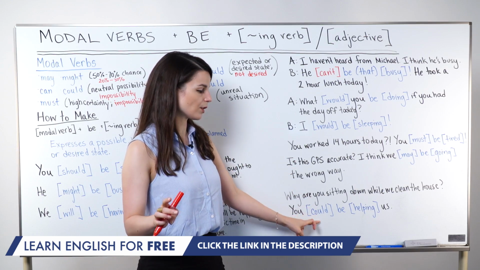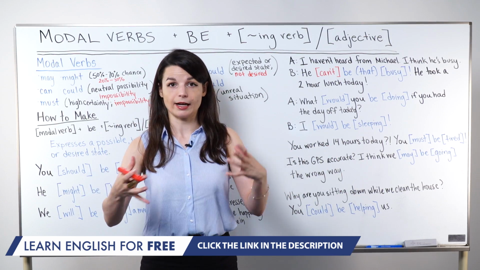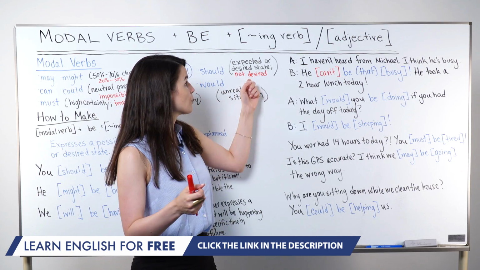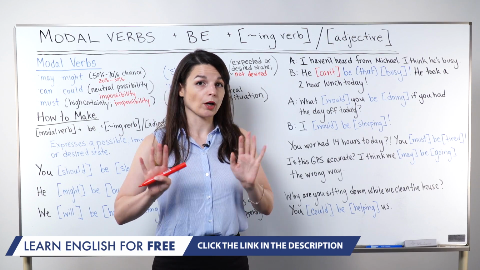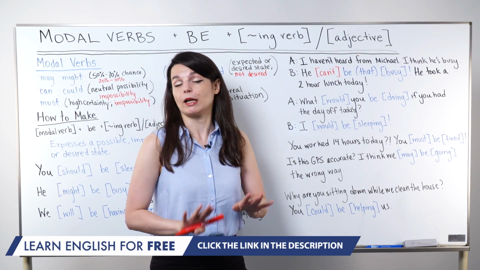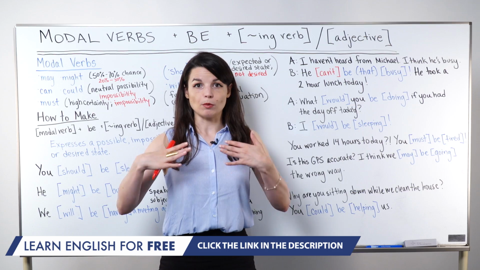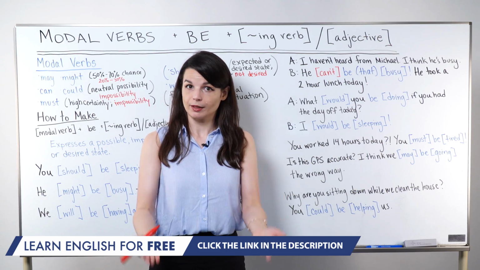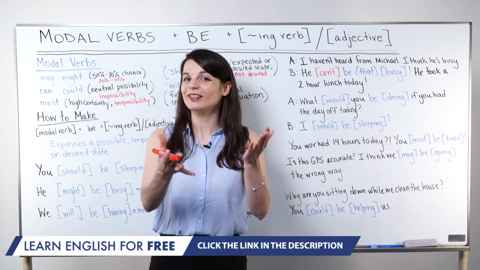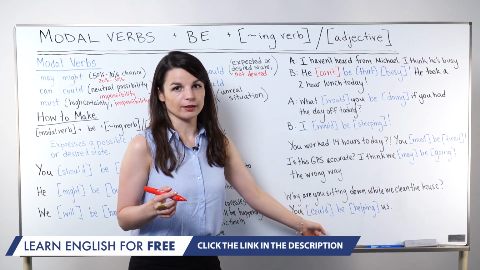So please use could or should here to express like a desired action. Should expresses something more aggressive or stronger, like this is something that we expect you to do or we desire you to do. Could is a little bit more soft. It's just showing you could do this. There's a possibility here. Please do it. So don't use must in a pattern like this.